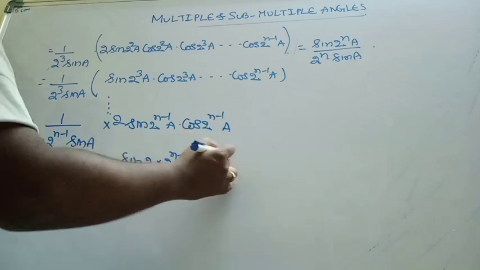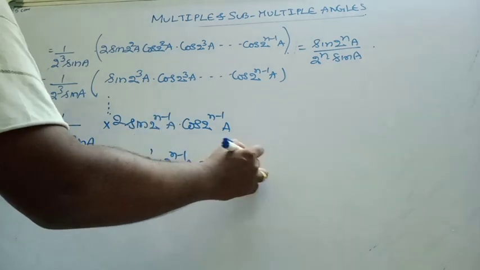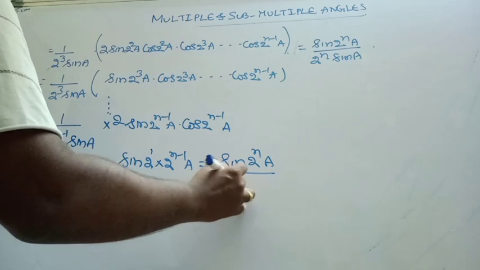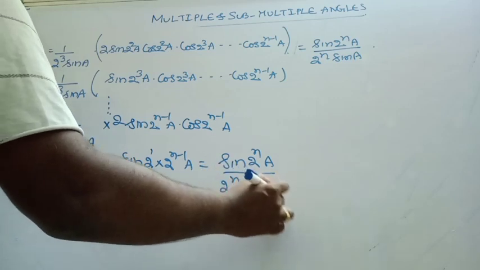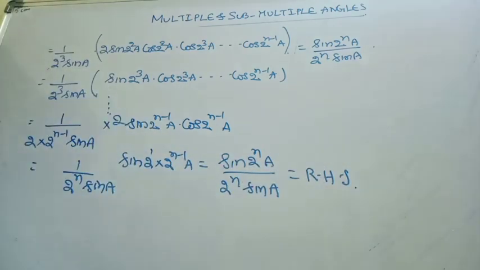Now this becomes sin(2^1 × 2^(n-1) A) = sin(2^n A), divided by 2^n sin A. See how beautifully we have got this result. It's a very important result to do many problems, right, my dear students? It's a very important result.